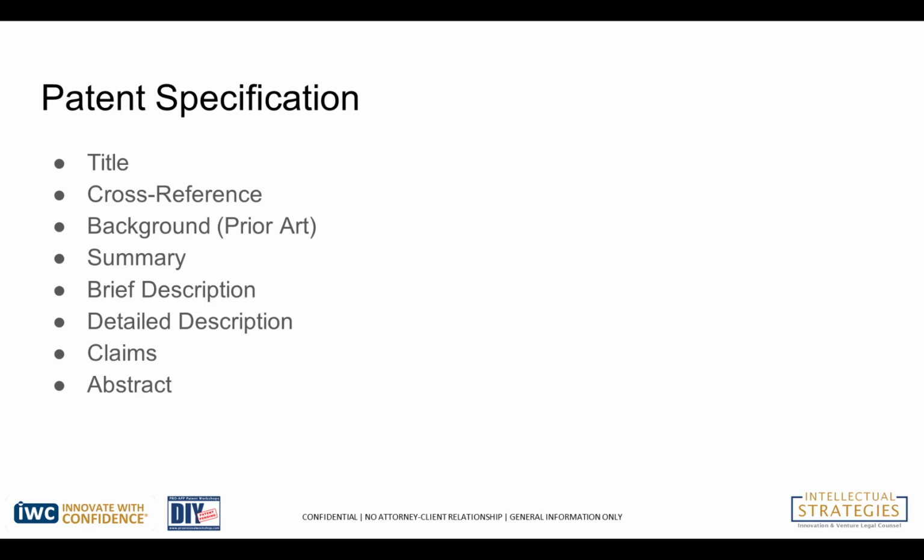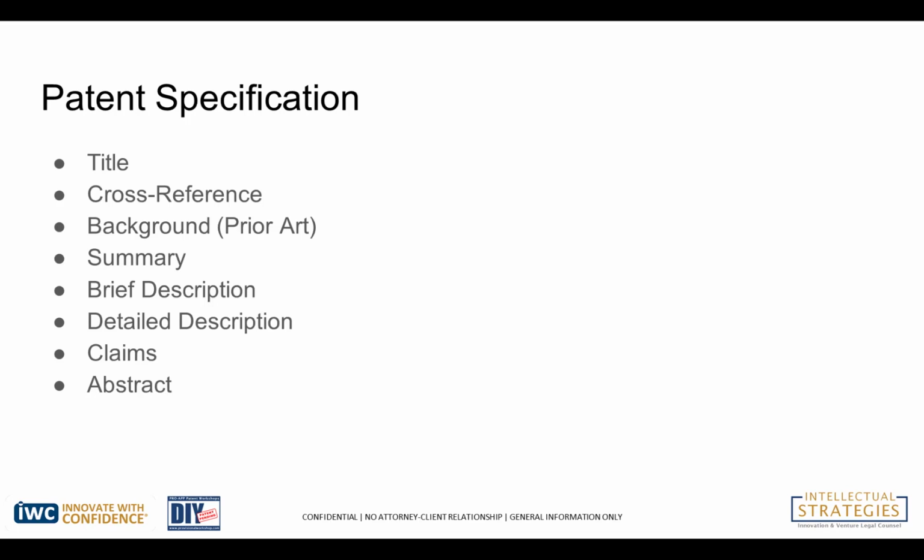I always end up with these sections, if they're applicable, in my patent application in this order. However, I usually don't draft these sections in this order. I draft them in a different order, and I'll explain exactly why I do that. Also, you don't need to have all these sections in a provisional patent application.